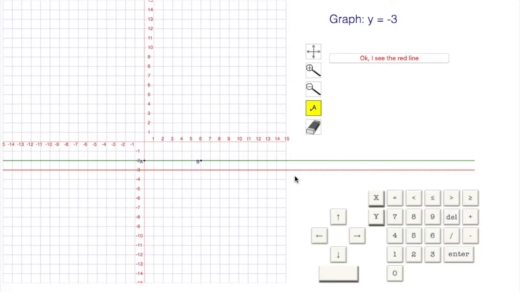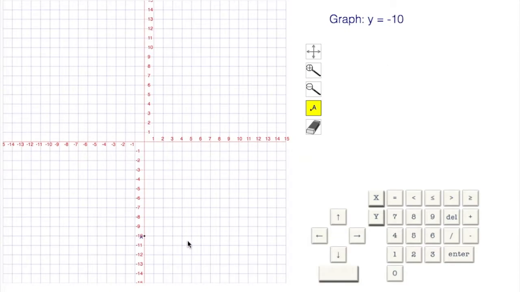So if you get it wrong, it draws the right one in red. Yours is in green, mine is in red, and you just compare yours to mine, and you think, okay, I see the red line. I understand what I did wrong, and you move on. Here, y equals -10, right there, and we're looking at a nice horizontal line. So that's level 1. They're all horizontal lines. Let's go and look at level 2.